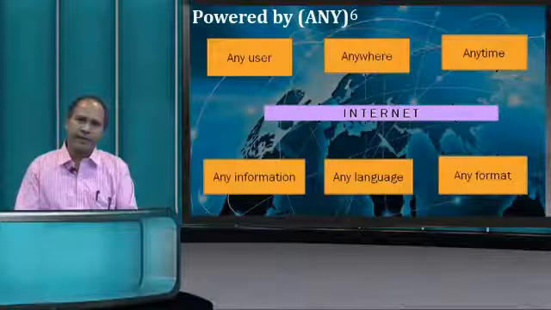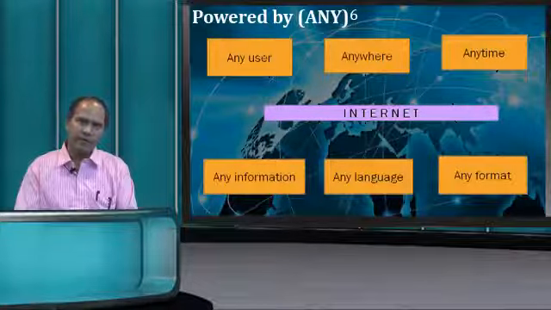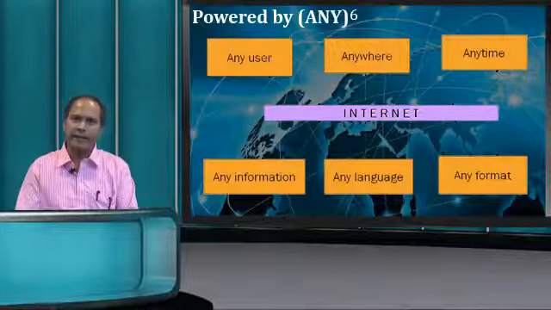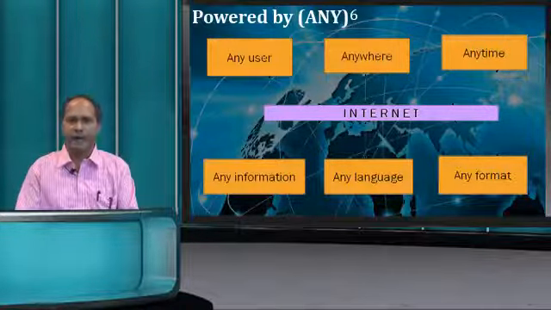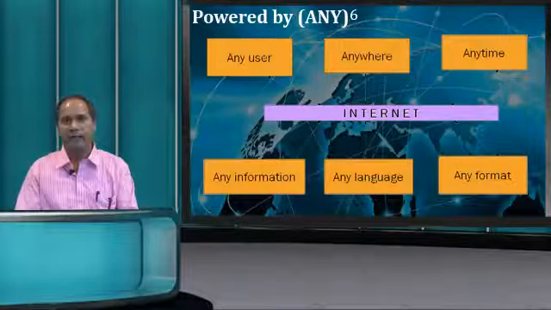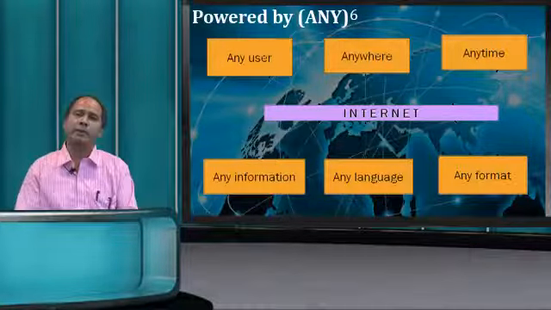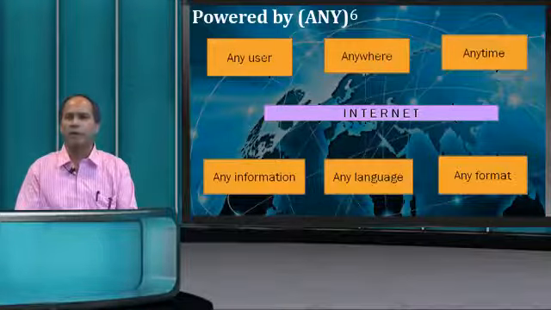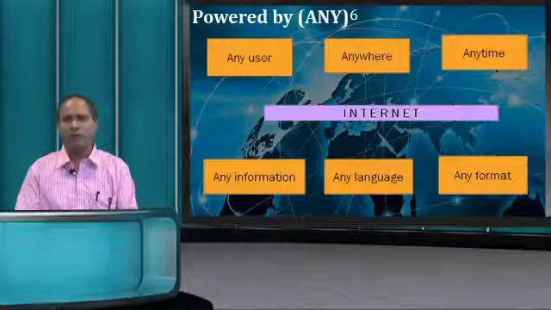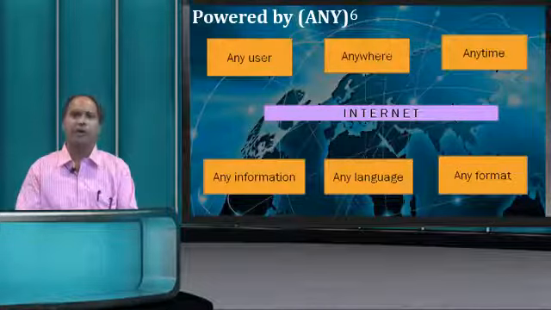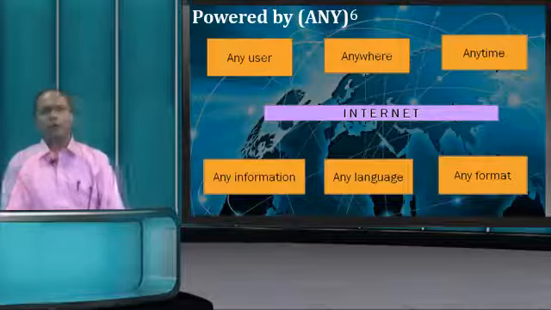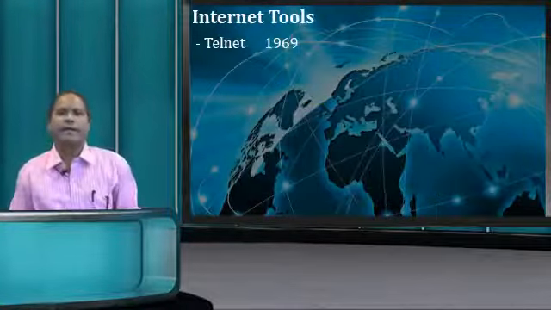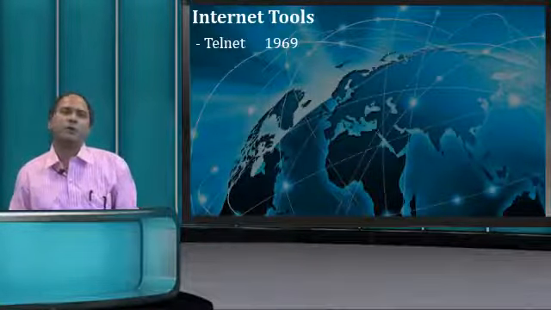That means if internet is a platform, as you can see from the slide, any user from anywhere at any time can access internet for accessing any information in any language and in any format. So this power of any to the power 6 is making internet very popular across the globe, across the generation, and across the community.